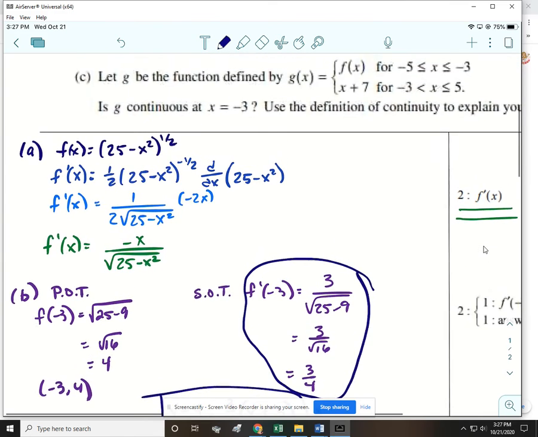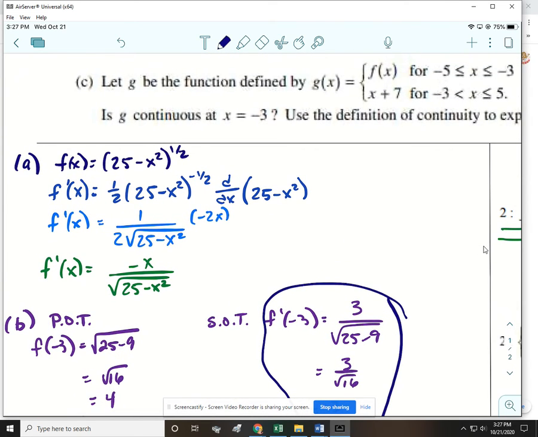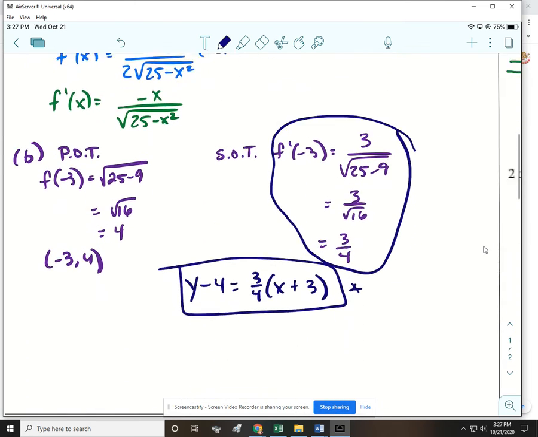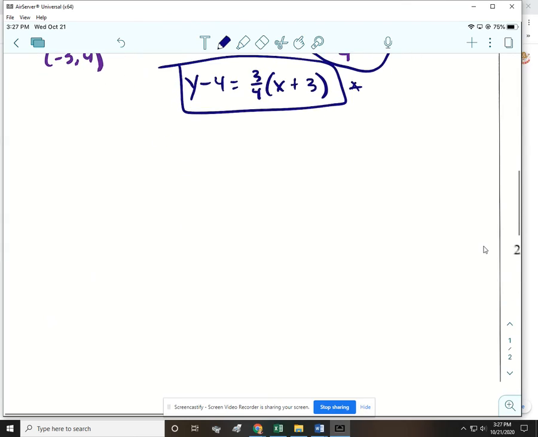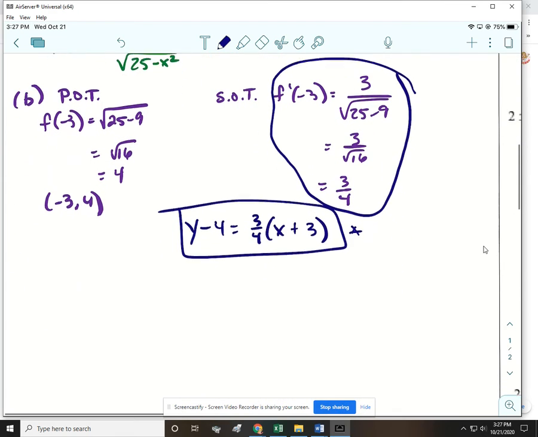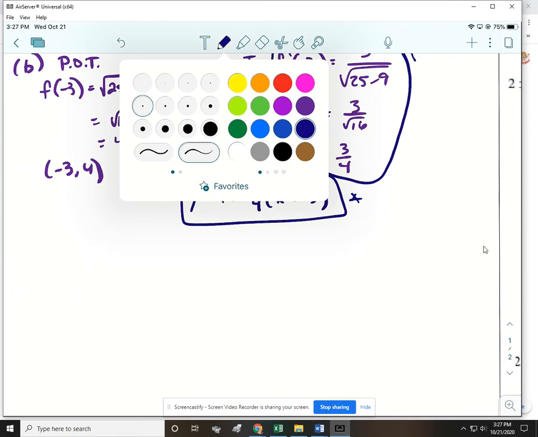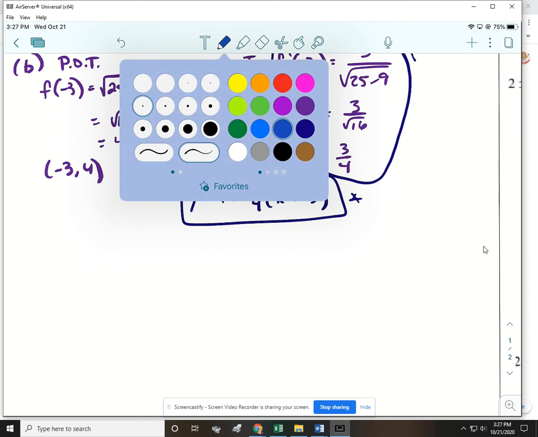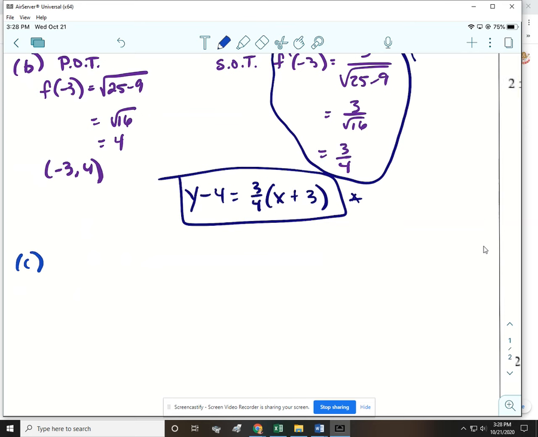All right, and then the last part, we have a piecewise function, and we want to know if this g piecewise function is continuous at x equals -3. It does tell you to use the definition of continuity. So try to remember that for a function to be continuous at a point, the limit from each side of that point has to be equal. And it's -3.